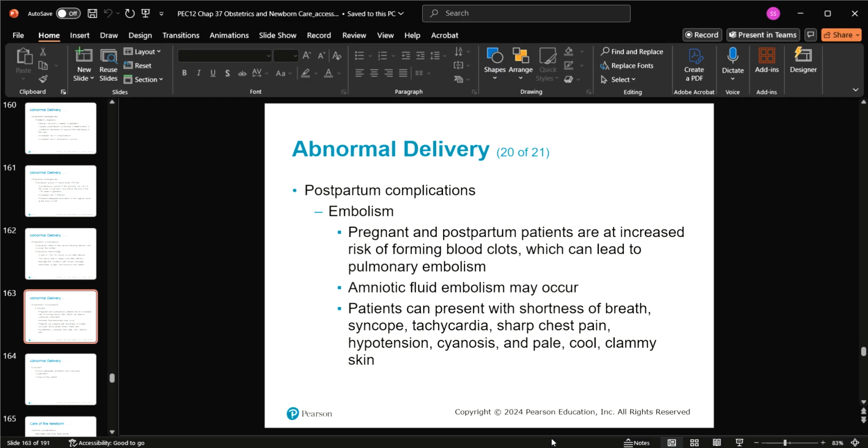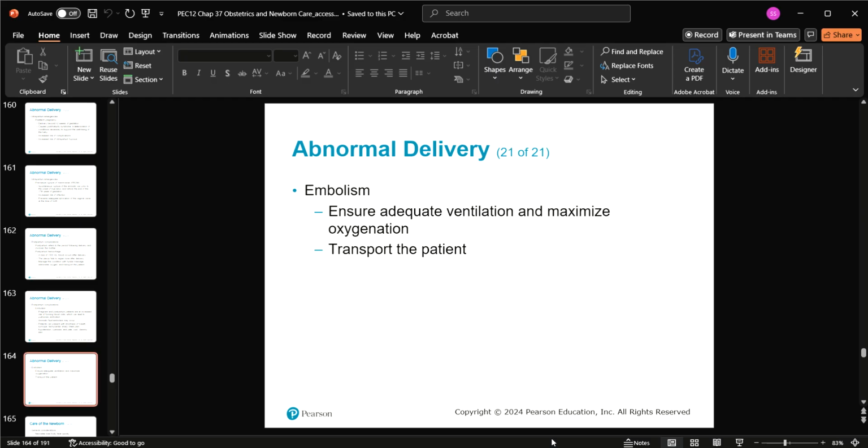You may have embolisms, so clots that form. You may have an amniotic fluid embolism. They may present with shortness of breath, syncope, tachycardia, all these things that we see as classic signs of embolisms.